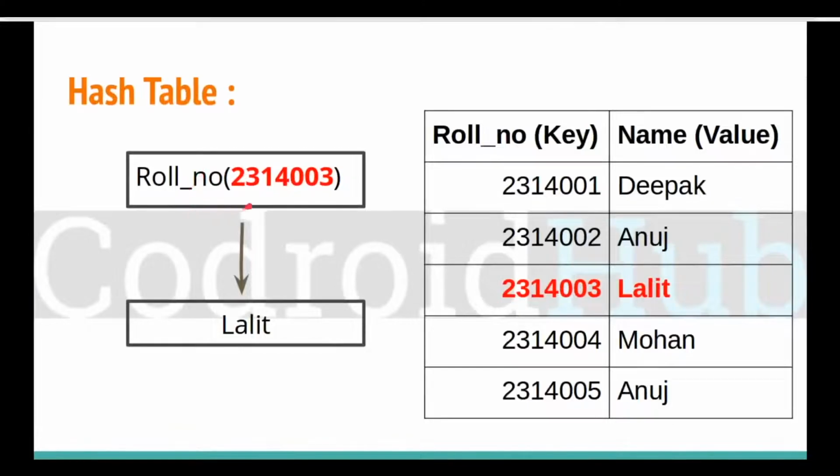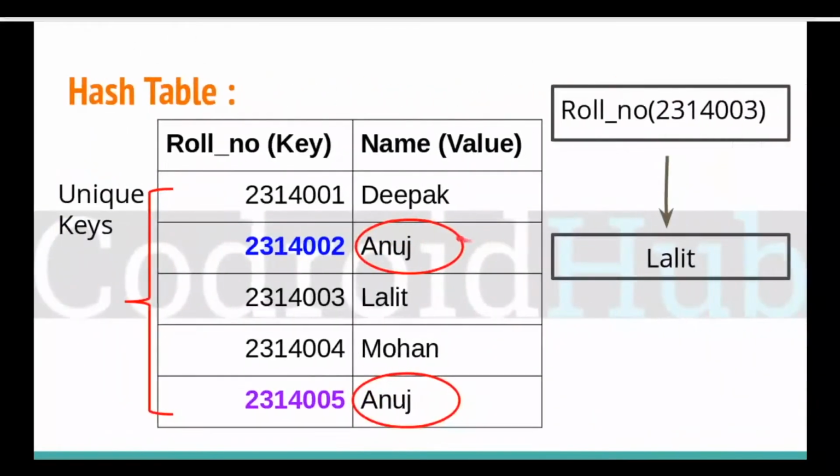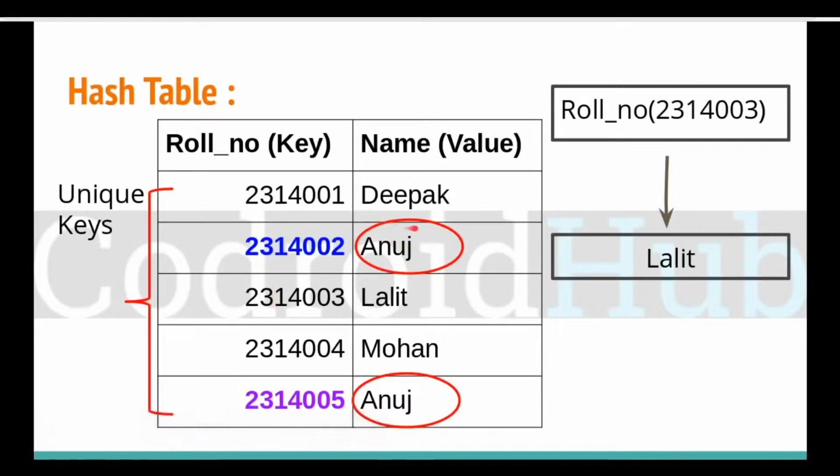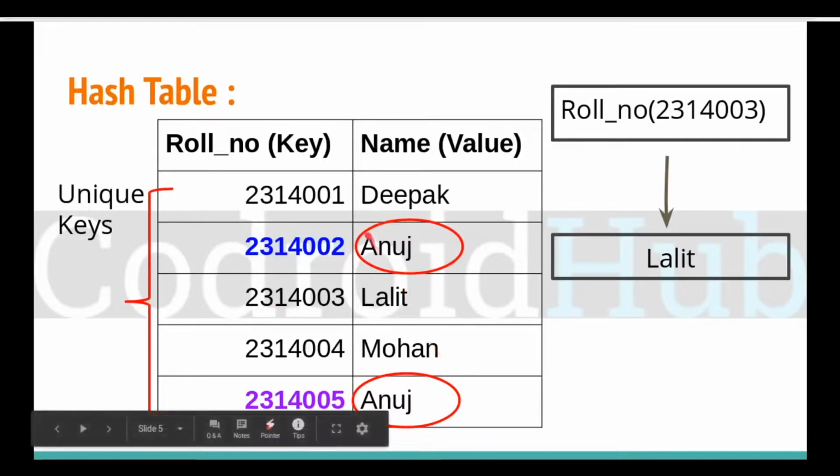So here we have a roll number 2314003 and map name for this roll number is Lalit. So once we have the key, we can get the value. In a class, we may have two students with the same name, but the roll number will be different. Thus, we can have same values, but the keys will always be unique.